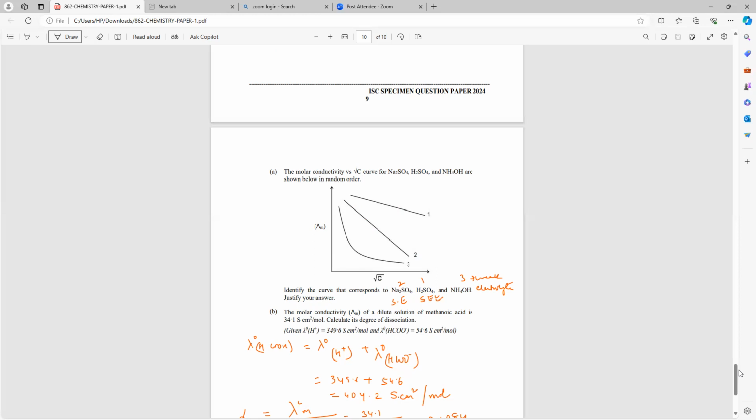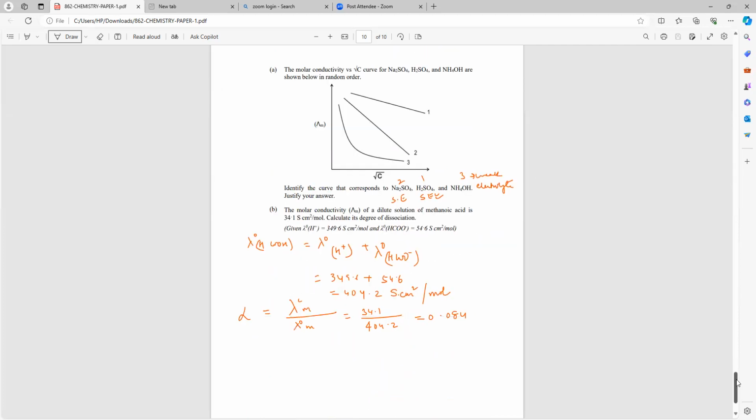Then part B, the molar conductivity they have given, they are saying calculate its degree of dissociation. So lambda formic acid will be H plus plus HCOO minus. So we will be adding the molar conductivities. The unit will be siemens centimeter square per mole. Degree of dissociation will be 34.1 divided by 404.2. That is 0.084.